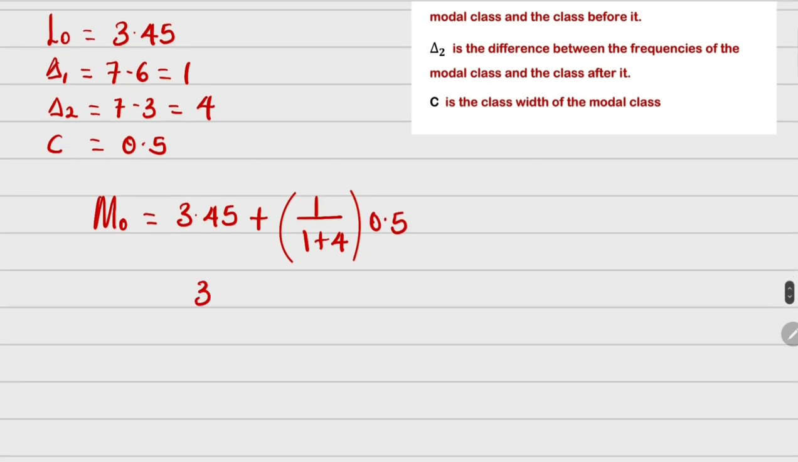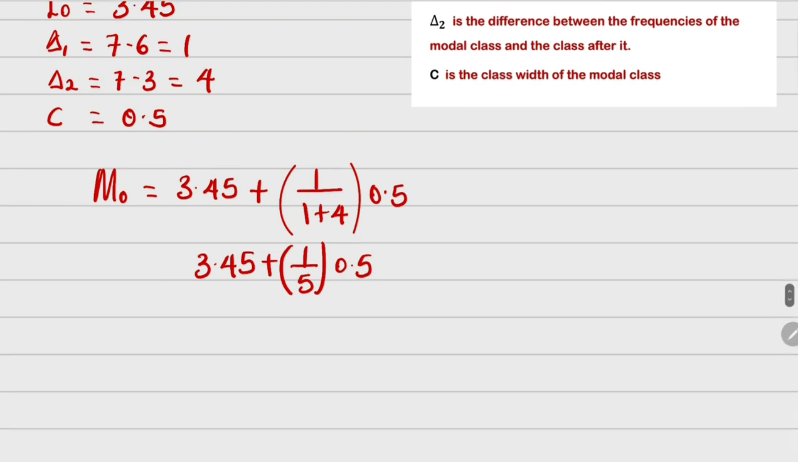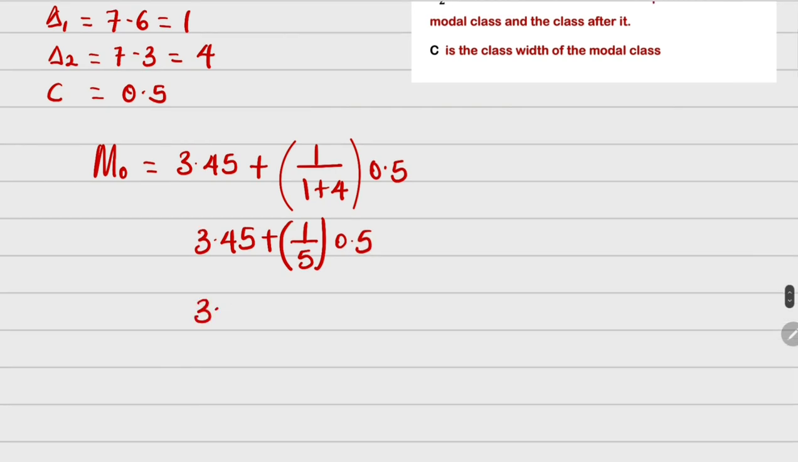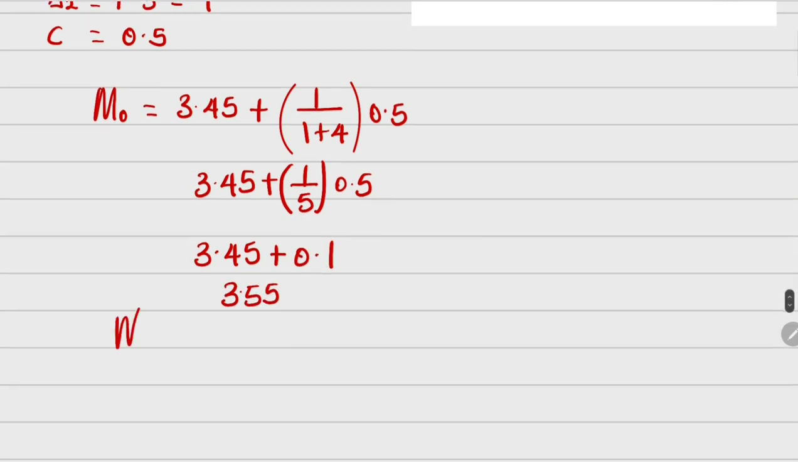So this is going to be 3.45, then plus, of course, I have 1 over 5, then times 0.5. Now, mathematically, this is going to be 3.45 plus 0.1, which is 3.55. So approximately the mode will be equals to 3.6. So it's approximately, right? So I think we're done.